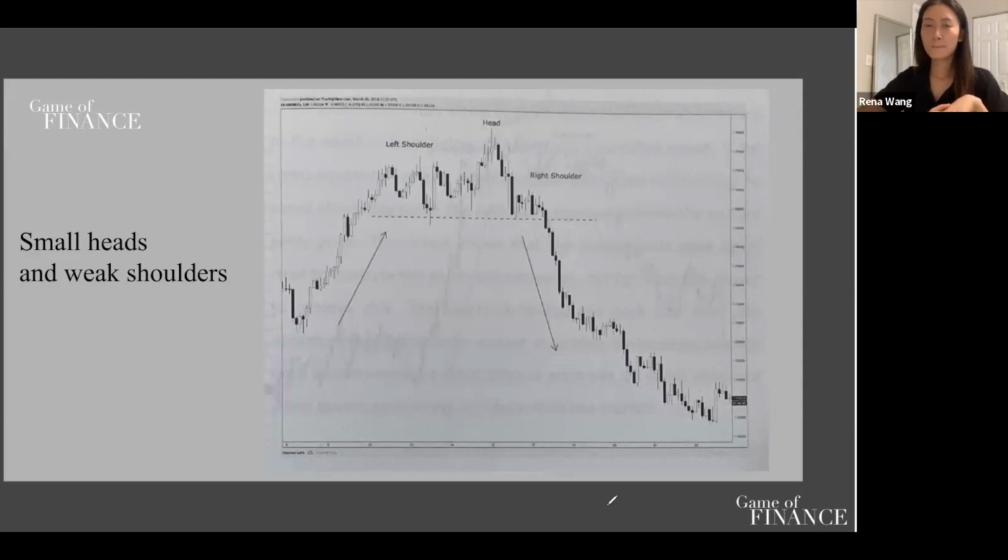Yeah, I just want to add on something. Before, remember when we learned about candlesticks and the different shapes, for example, the doji, and we mentioned that it doesn't tell you anything by itself, but when it's with others, it is actually a very strong signal. So as Rena mentioned, when combined with these small heads and weak shoulders, it is actually a very strong indication that the market is going to go down or the sellers are taking over.